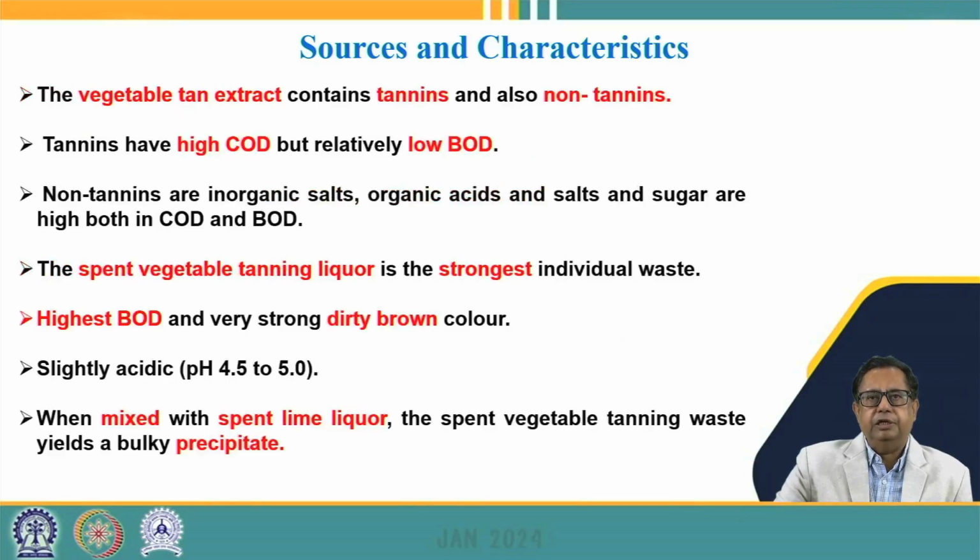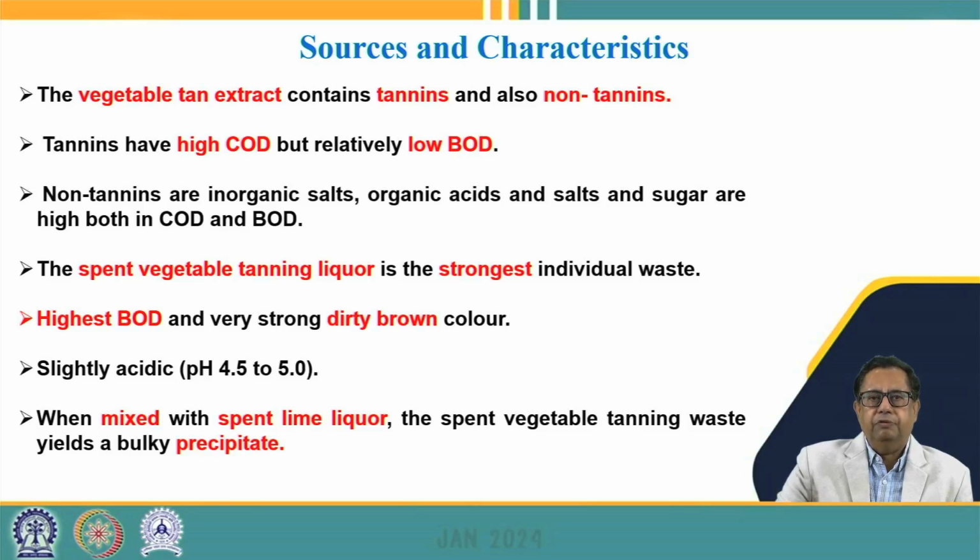So vegetable tan extract contains both tannins as well as non-tannins. Tannins have a very high COD, but relatively low BOD. So the BOD by COD ratio may be very low if we talk about the tannins. Whereas the non-tannins may contain a lot of inorganic salts, organic acids, salts, and sugars are also added, so that the tanning process may be accomplished, and because of which it becomes high in both BOD as well as COD. The spent vegetable tanning liquor is the strongest individual waste that is found in the tannery wastewater.